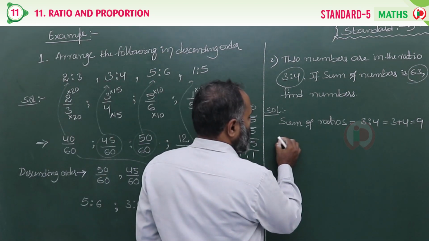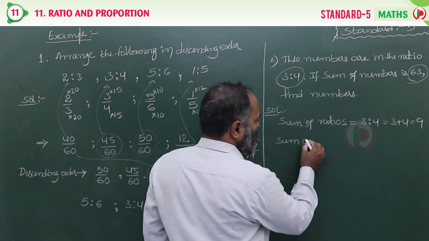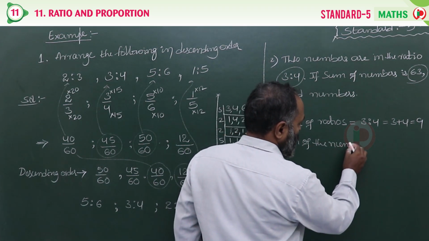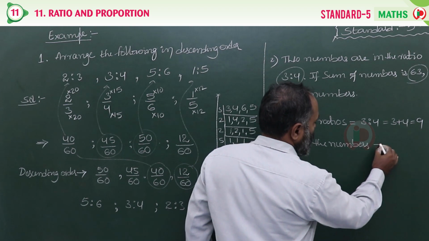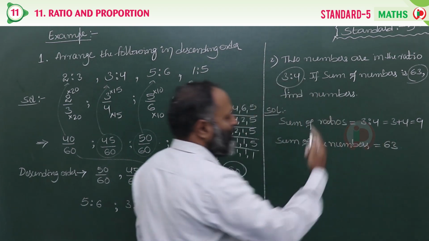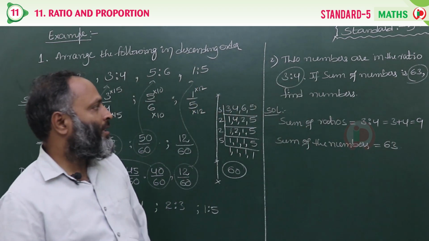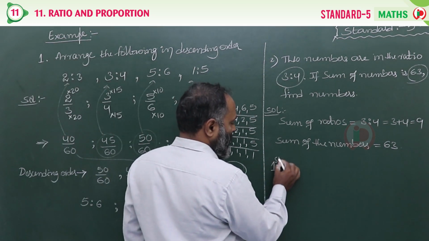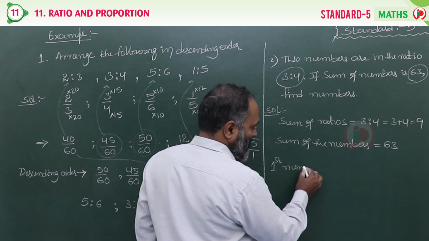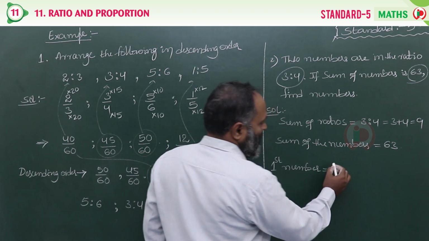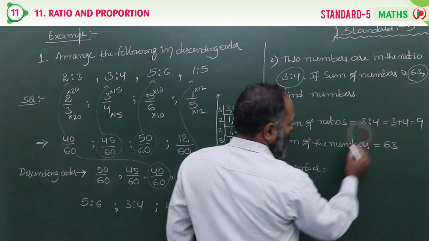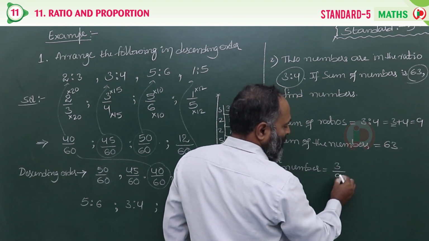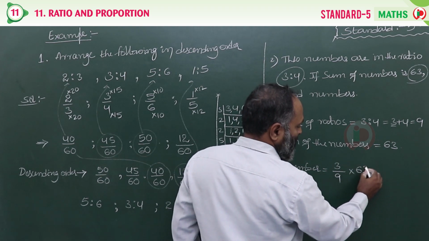Then the sum of the numbers is given as 63. So we find the numbers. How to find the first number? For the first number, we write the first ratio, which is 3. The total ratio is 7, and we multiply by the sum of the numbers.